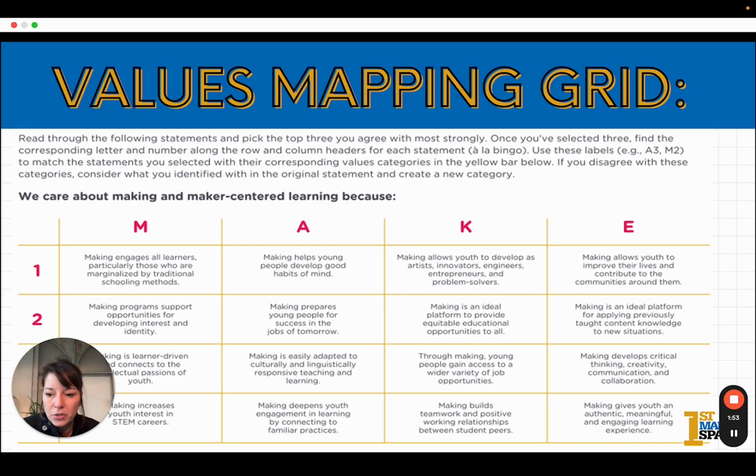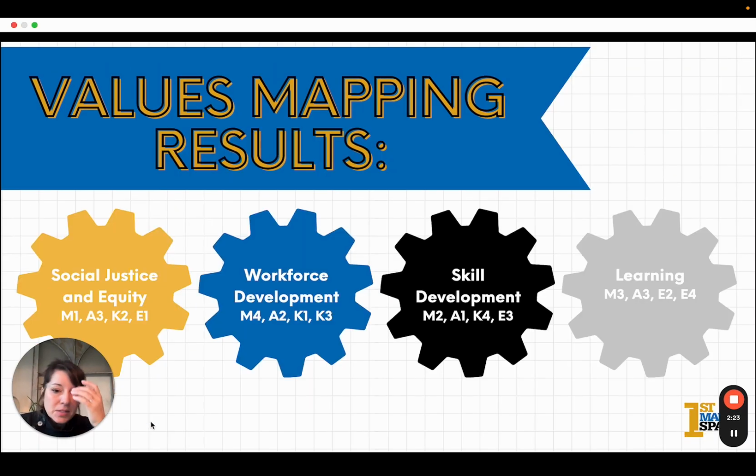Once you've done that, you're going to use this as a grid of sorts and match up the letter and the number to that statement. So for example, if I was really confident that I thought the second statement in the first row was valuable to me, making helps young people develop good habits of mind, that label would be A1. I would do that for 3 different statements. Once I have those labels identified, I would write those down and then share this next slide to see where your label matches up with what category.